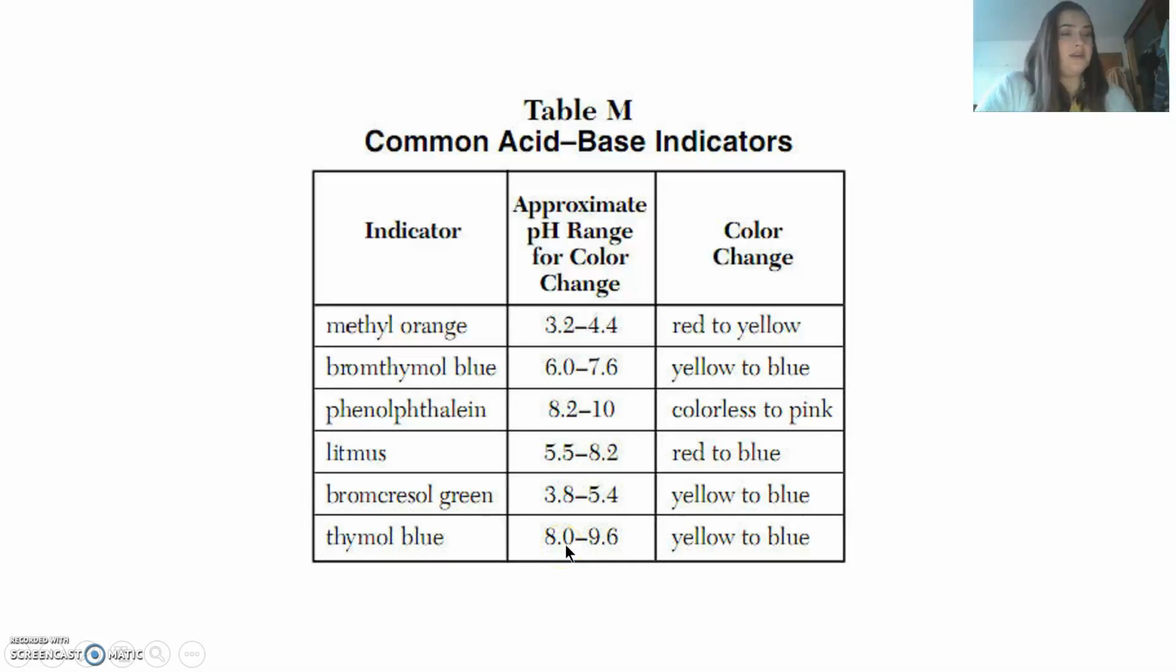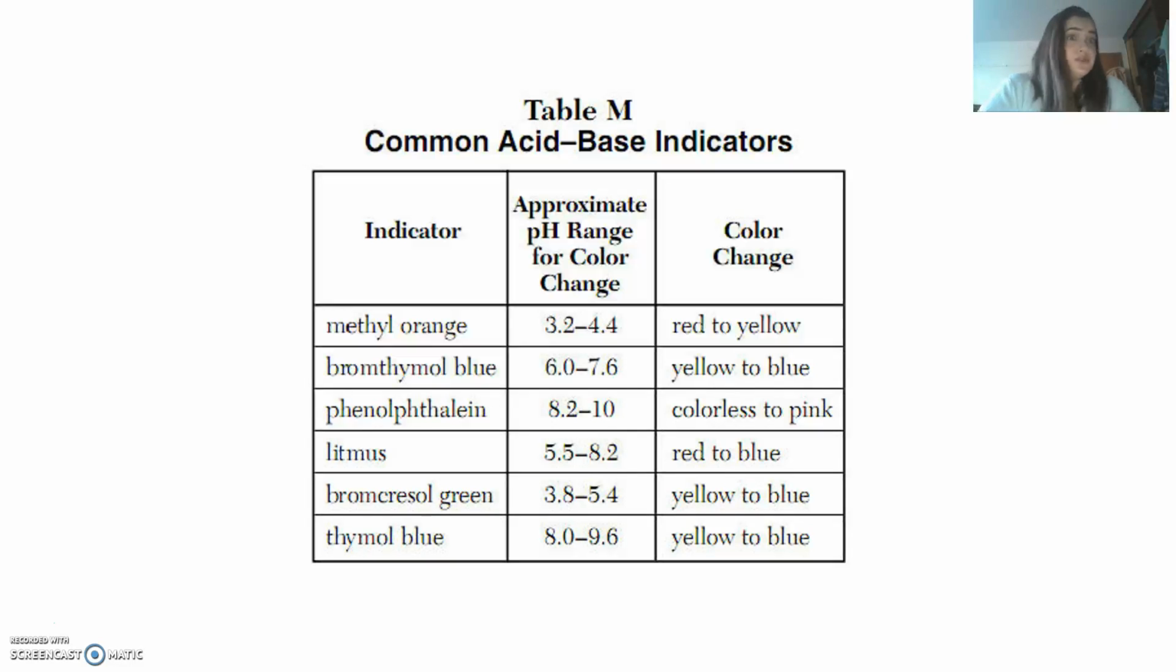So, I think if we have a basic solution, we're going to want to go for something that stays farther away from the neutral range, so that would take out litmus. So then we're left with phenolphthalein and thymol blue, which will depend on the solution that you have. If you know you have a very, very basic solution, you might want to go with phenolphthalein, because then when the color change happens, you know it has a pH at 10 and maybe above.